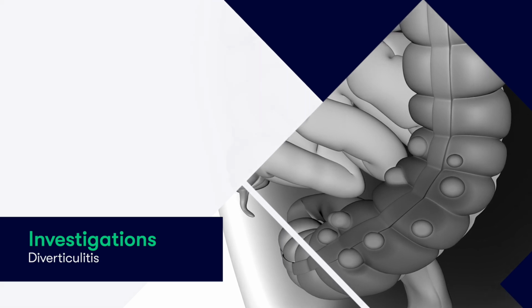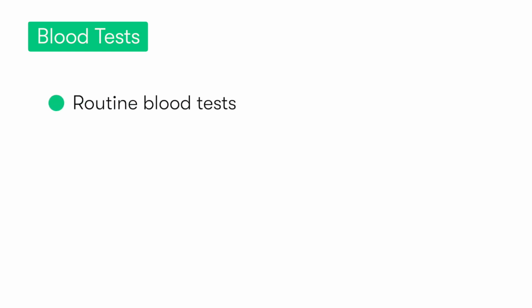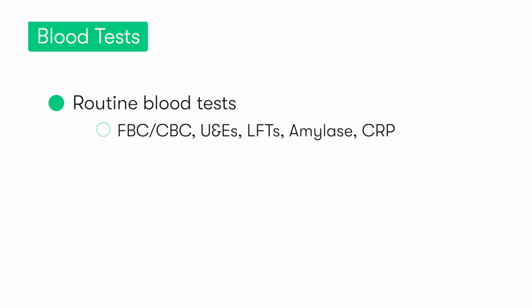What investigations can we do to help confirm our presumed diagnosis? Well, blood tests would be a good place to start. In diverticulitis, as when we investigate any type of abdominal pain, we're going to do a full complement of blood tests. These include FBC or CBC, renal function, liver function tests, amylase, and CRP.